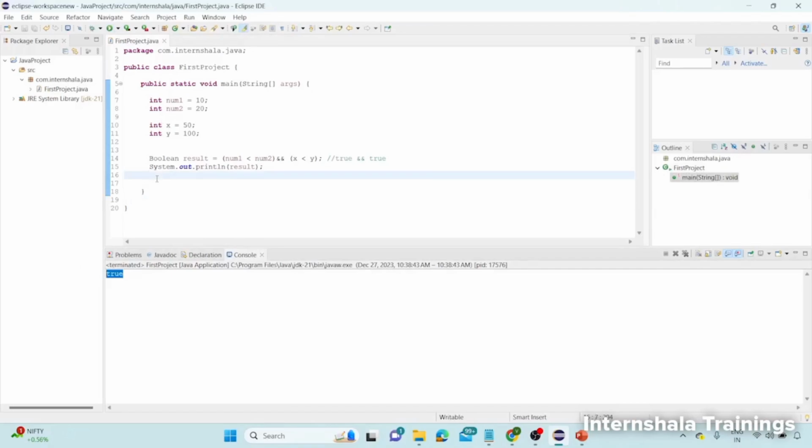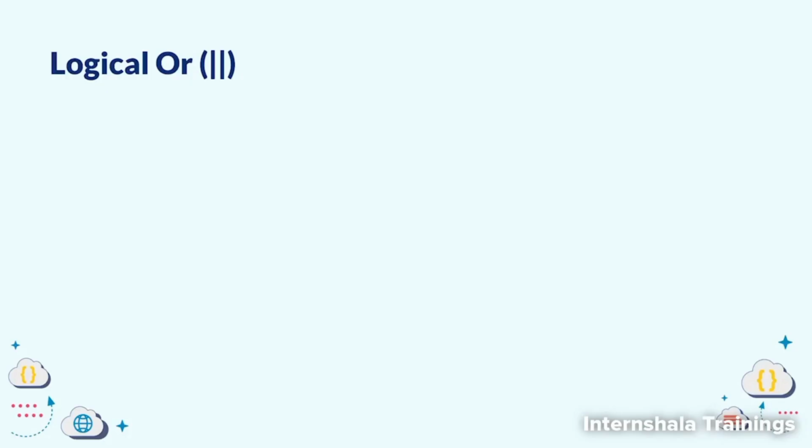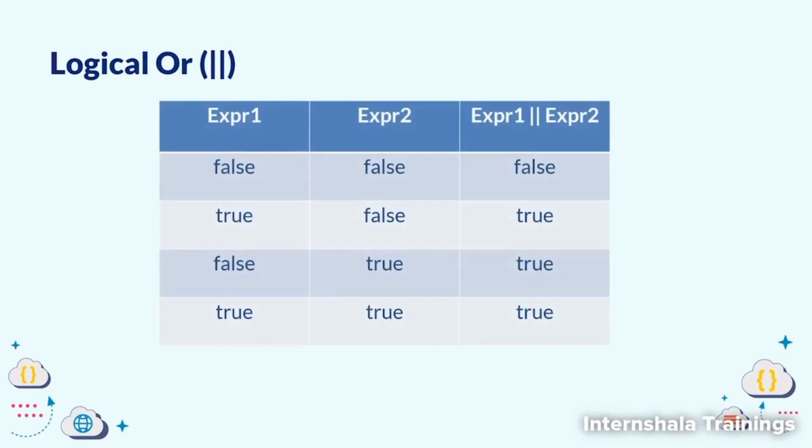Now let's move and check the next operator. So this next operator is the logical OR operator, and in this operator we use two pipe symbols and it will take two expressions and combine them using the OR condition. So this is the table for the logical OR operator. As we can see on the screen here, if any one condition or any one expression is true, then we are getting the result as true. And if both the expressions are false, only then we are getting the result as false. So this is how the logical OR operator gives the result.